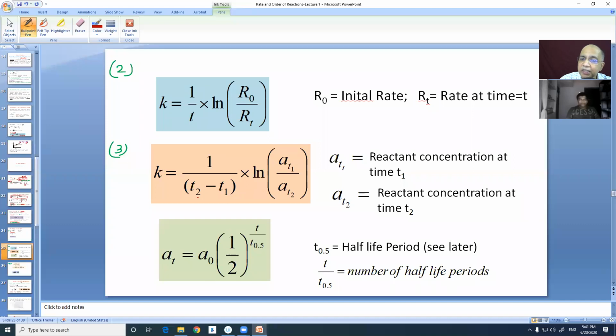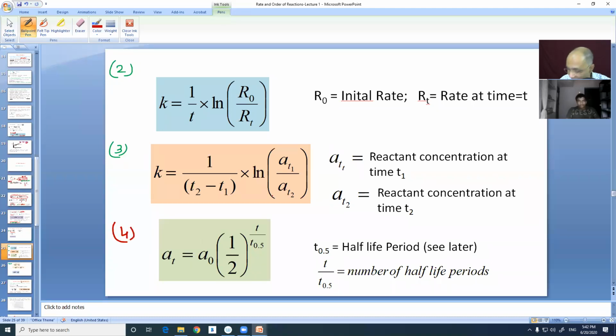Then instead of writing t, we write t2 minus t1. So 10 minutes minus 5 minutes, the difference between the two time instants. So the difference is 5 minutes. So you can do that even if you do not know the initial concentration. You have started measuring at the 5th minute, then that is your starting point. Then the 10th minute, 20th minute, you can find out, and this expression can be used. And this is the most handy expression.